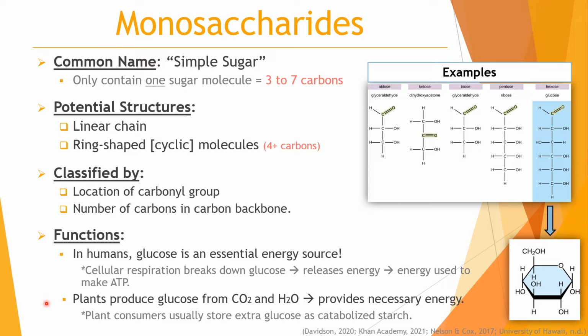In plants, they actually produce glucose through a reaction with carbon dioxide and water. And this actually provides necessary energy that the plants can use. But not only that, any animals or humans that consume plants themselves also gain energy because they gain the glucose that the plants create. And if these animals and humans were to consume an excess of glucose, they can actually store it in the body to be used later as catabolized starch.